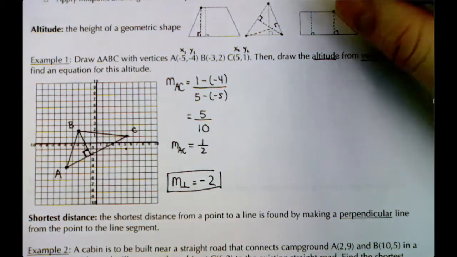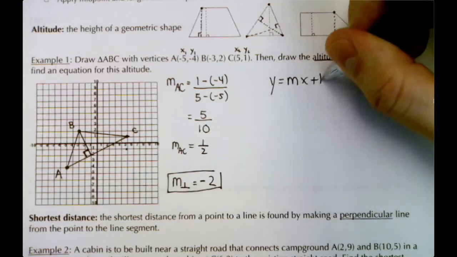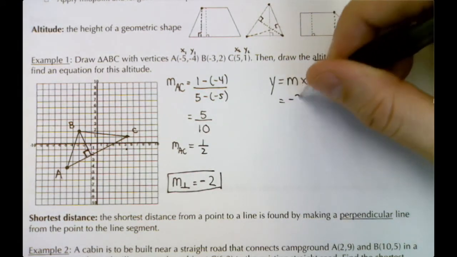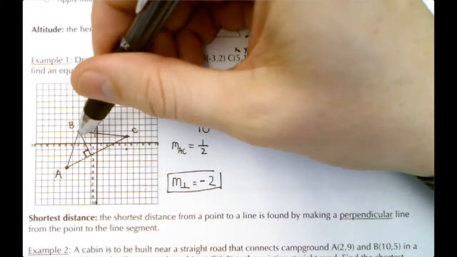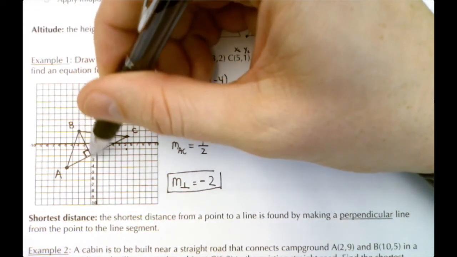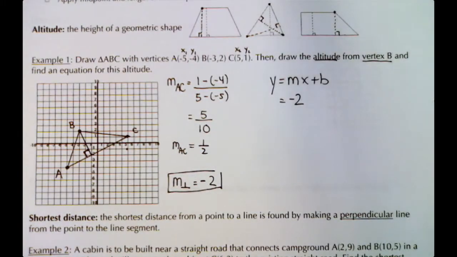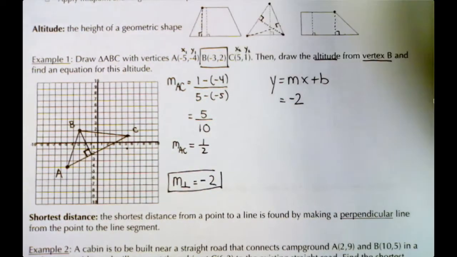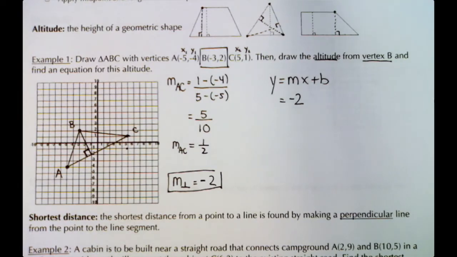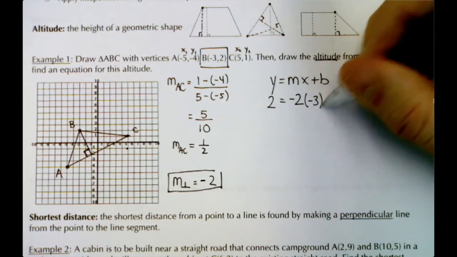Now we can start to write the equation of our altitude. We know it's going to be y equals mx plus b. We just figured out that the slope is negative 2. We now need the y-intercept. If we trace this line forward, it looks like the y-intercept's maybe negative 4, but we can't assume, so we can calculate it. We know B has the coordinate negative 3, 2. So we can use that as our x and our y. 2 for y, negative 3 for x.